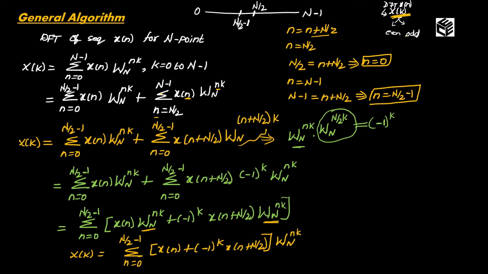Now we are going to split this into even and odd parts. For splitting X(k) into even and odd part, I am going to consider the even part as X(2k) and the odd part as X(2k + 1). Okay, now I am going to rewrite this expression. So my actual expression is X(k) = summation n = 0 to N/2 - 1 of [x(n) + (-1)^k x(n + N/2)] multiplied by W_N^{nk}. Now I am going to find what is X(2k) and what is X(2k + 1).